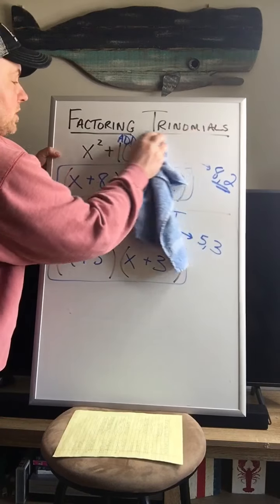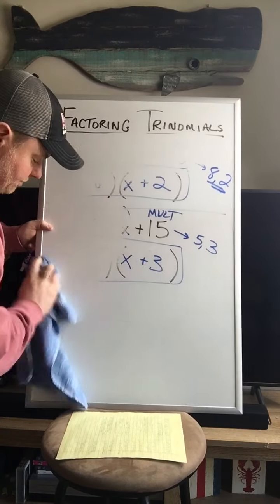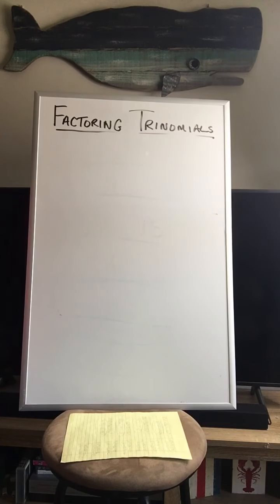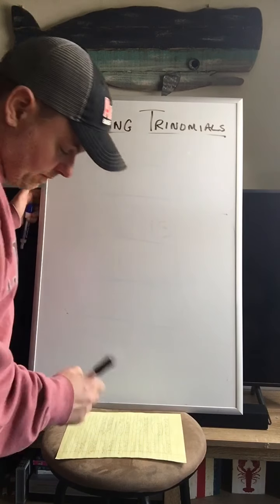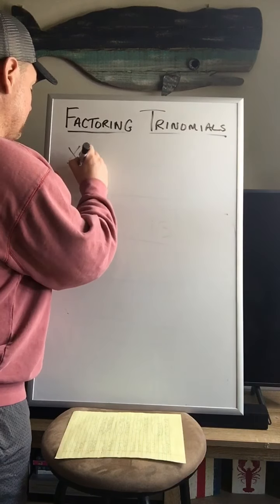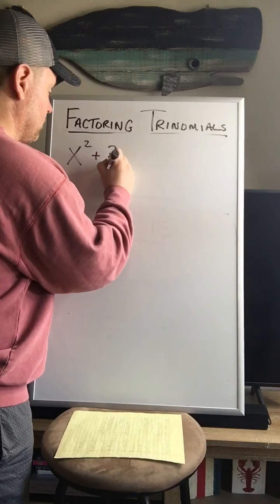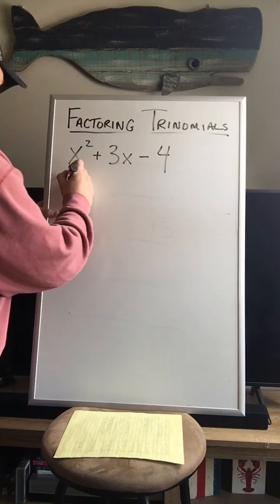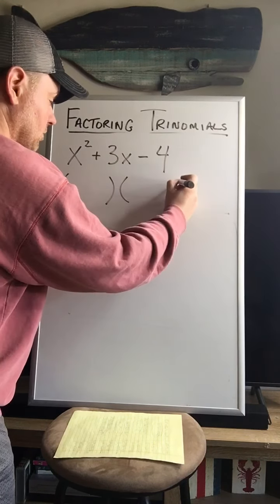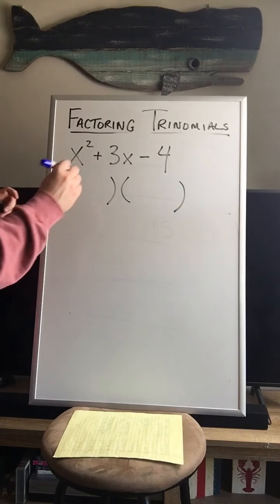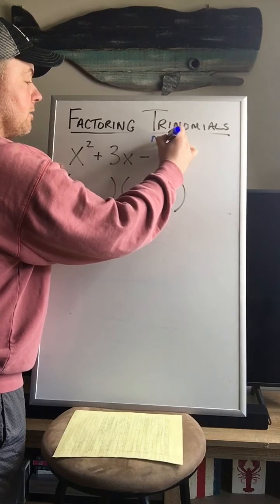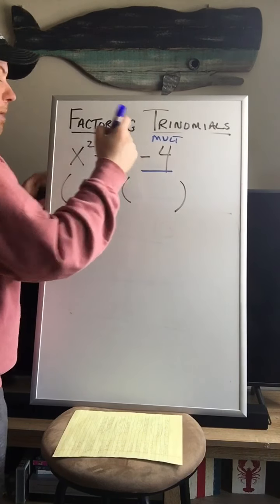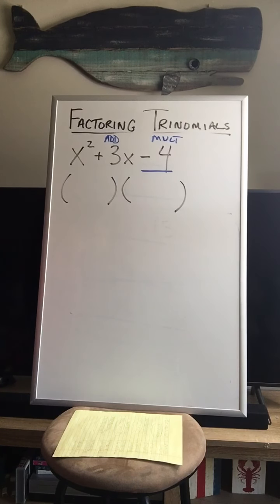Okay? Now, none of these had any subtraction, but we can do it with subtraction as well. So, let's say, for example, we had this polynomial. Now, what is going to multiply to -4 and add up to 3? So you have to pay attention to the sign in front of the number.